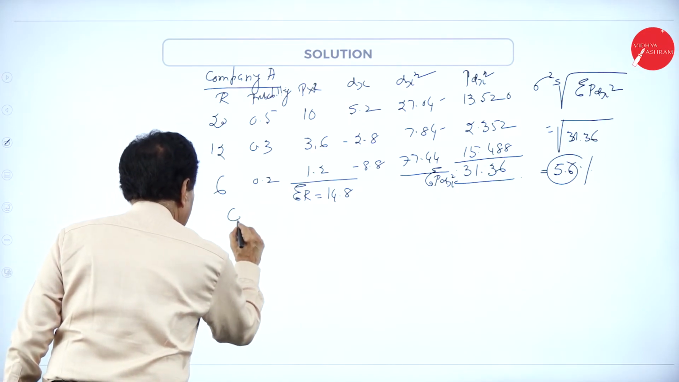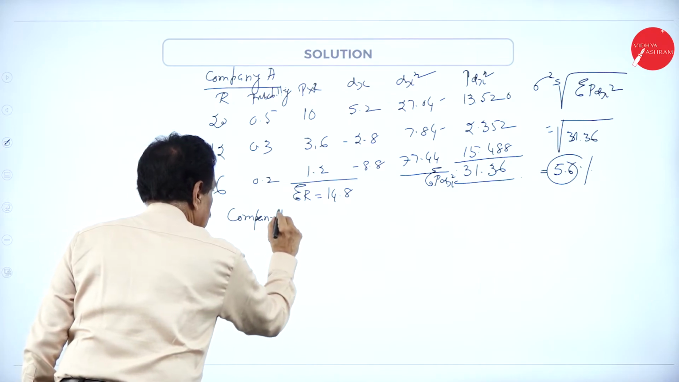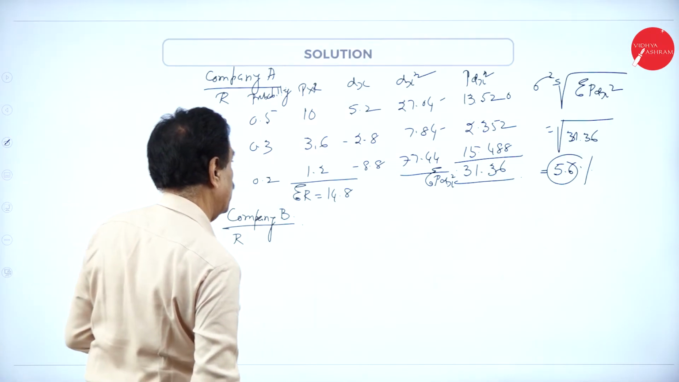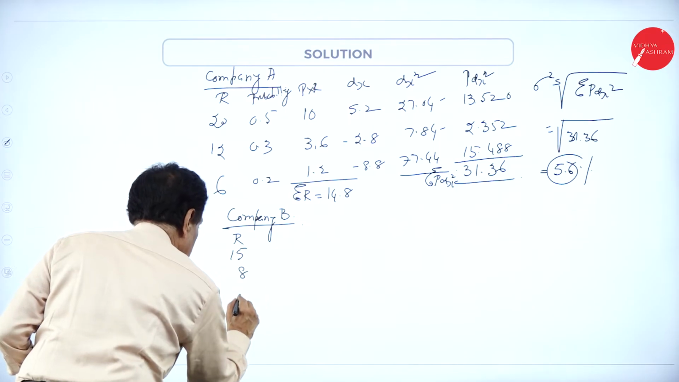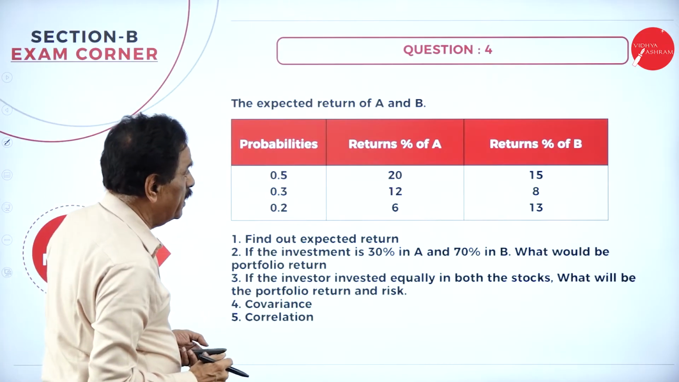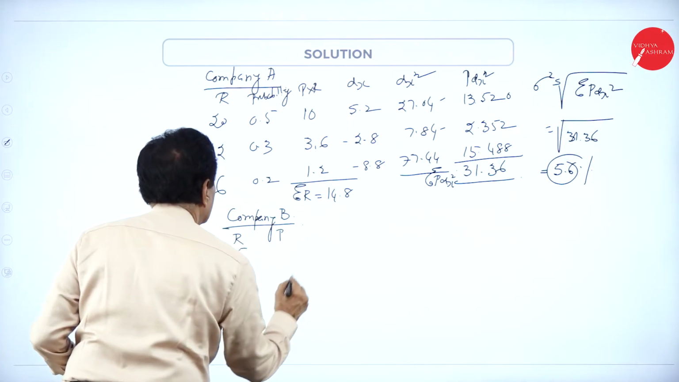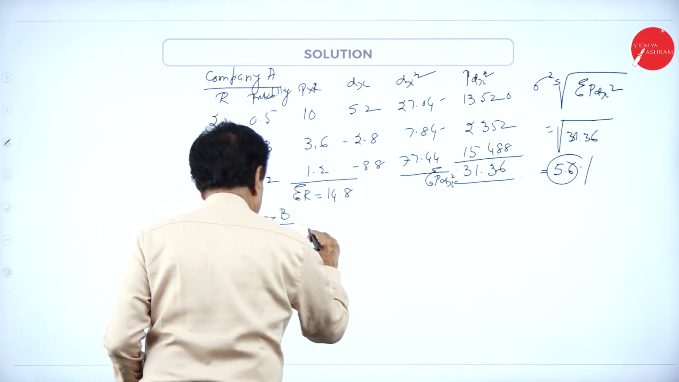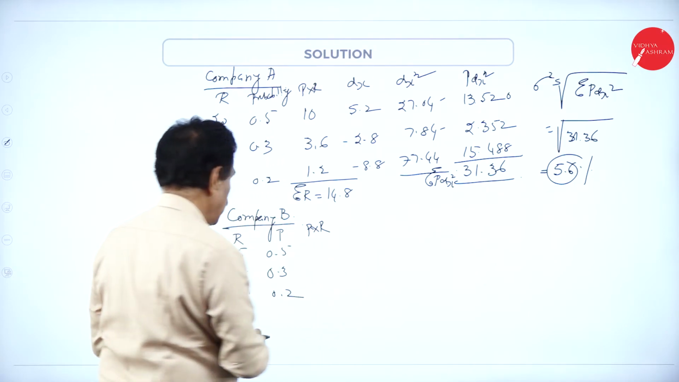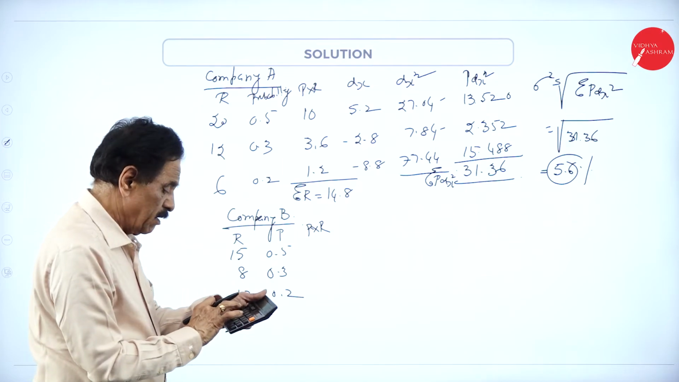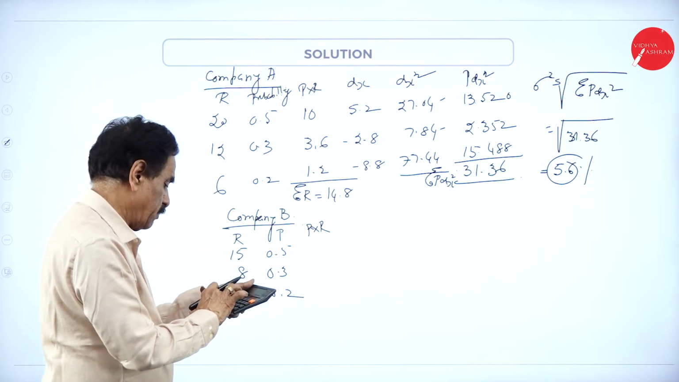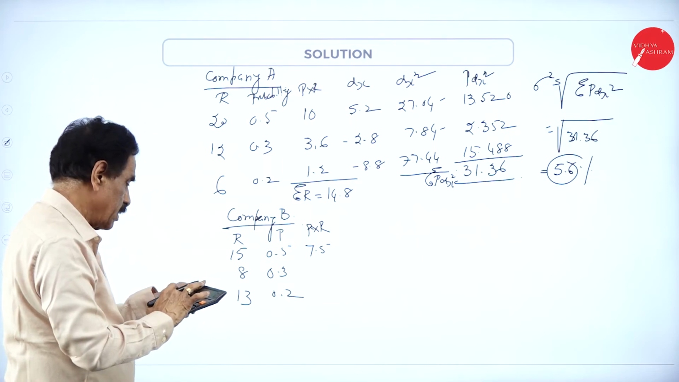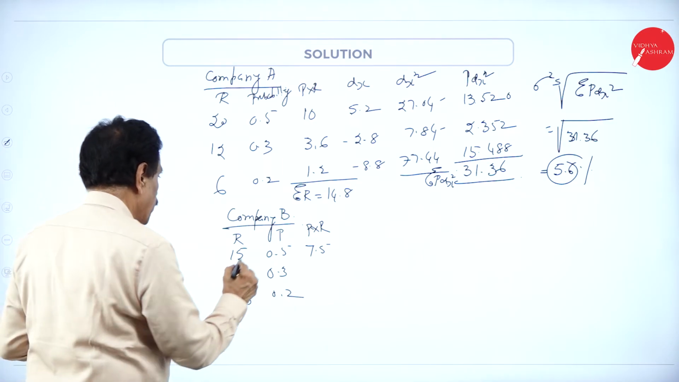Then company B. We'll take the returns for company B: 15, 8, 13. Probability is the same: 0.5, 0.3, 0.2. P into R, multiply. 15 into 0.5 is 7.5. 8 into 0.3 is 2.4.